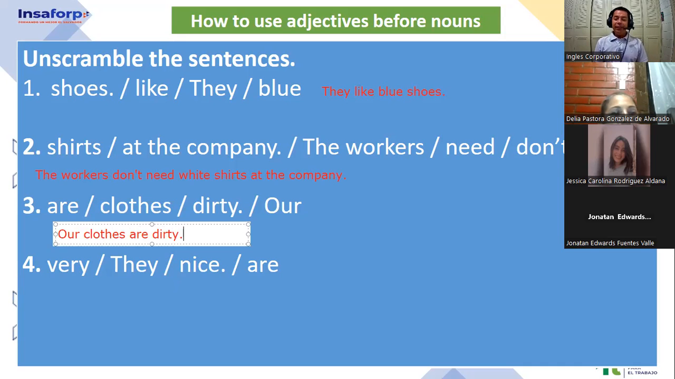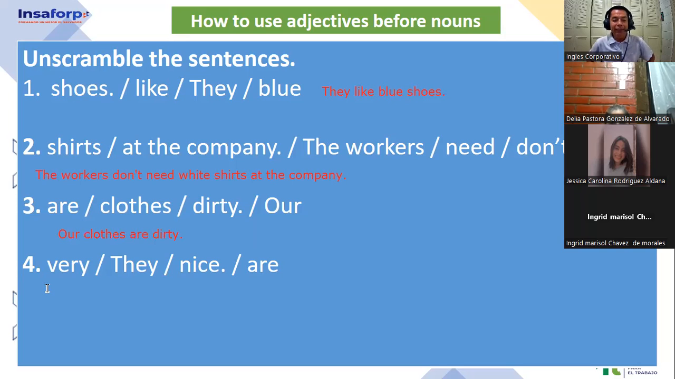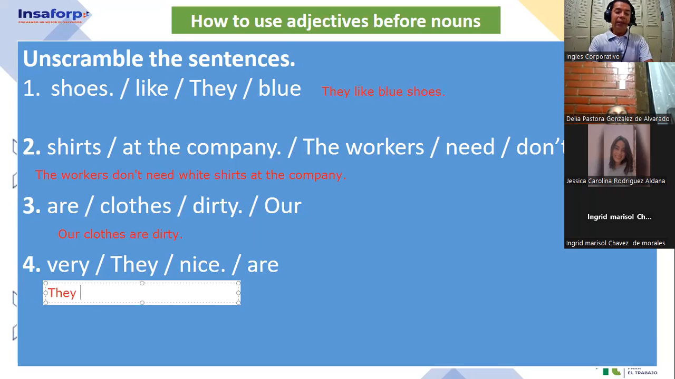Okay, number four, right? Volunteers. Yo, teacher. Okie dokie, Jessica. Well, come on, let's do it. Ingrid, teacher. Ya ven, enciendan la cámara para verlas. Si no, miren, me pierdo. Okay, thank you, Ingrid. Todavía no llego acá, teacher. Ah, okay, very good. They are very nice. Very nice. They are very nice.